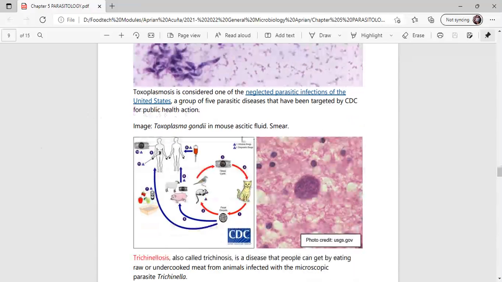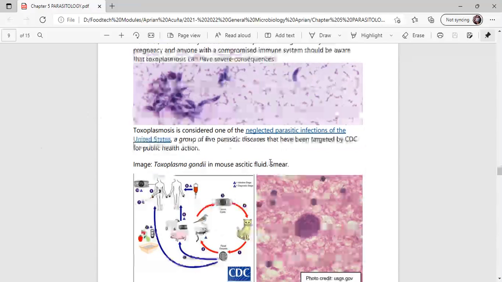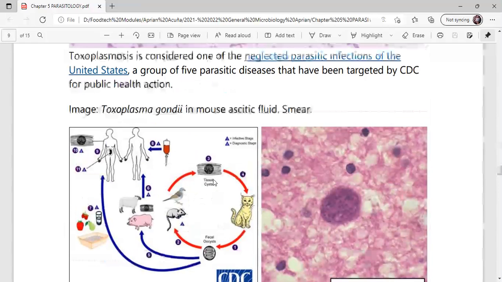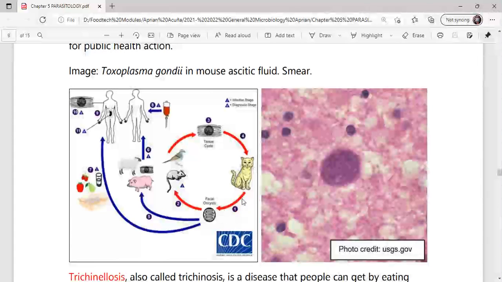So you have here a picture of Toxoplasma gondii. It comes from a mouse, a mouse ascitic fluid smear. The picture is a bit small. Start at number 1. You have to check the video, meaning the infection comes from the fecal oocyst, which means from stool, either from animals or from humans.